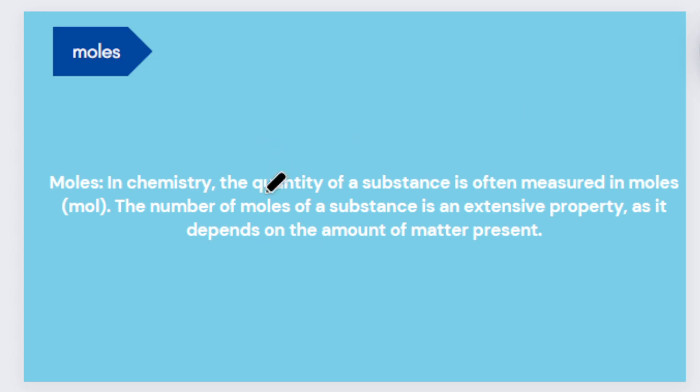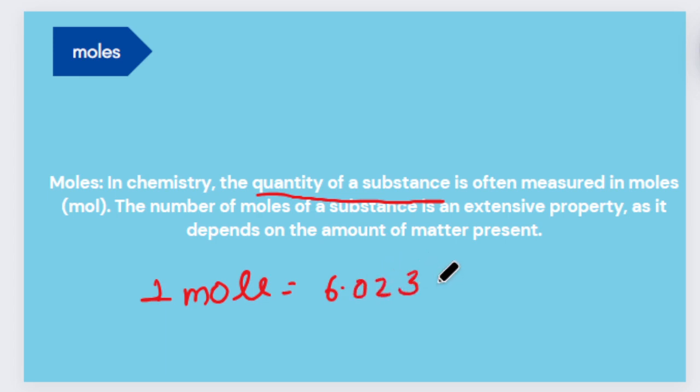Next example is mole, and mole is very important in chemistry. It shows the quantity of a substance, measured in mole. The number of moles of a substance is an extensive property, as it depends on the amount of matter present. In chemistry, one mole equals 6.023 times 10 to the power 23, and this is the Avogadro number, and it represents 1 mole.